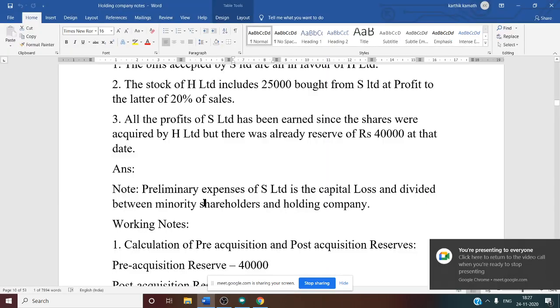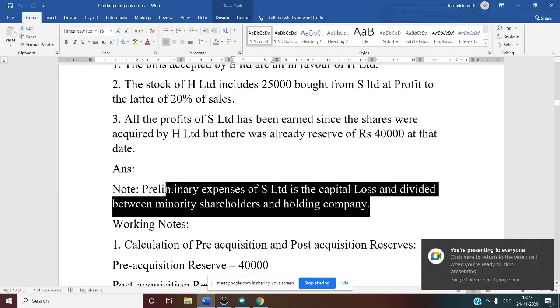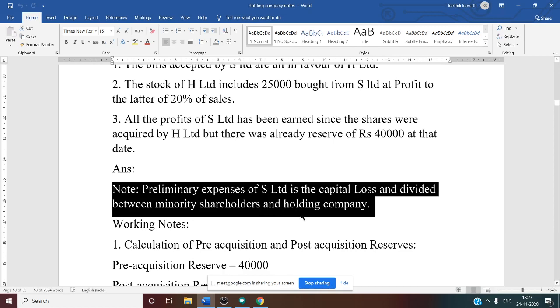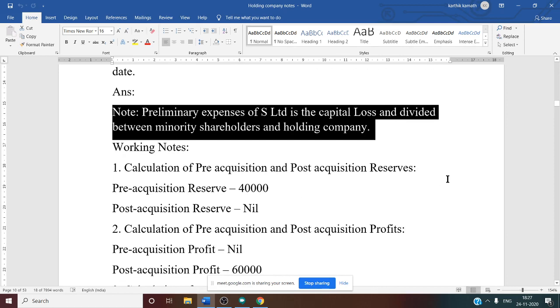So see this here. First, one note is given. This is for our purpose. Preliminary expenses of S Limited is a capital loss, which I have already told, and it is divided among the minority and the holding company. Holding company means majority. Okay. Then there are working notes, one by one.